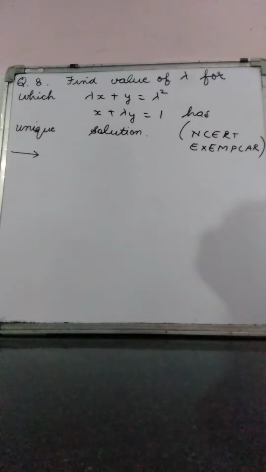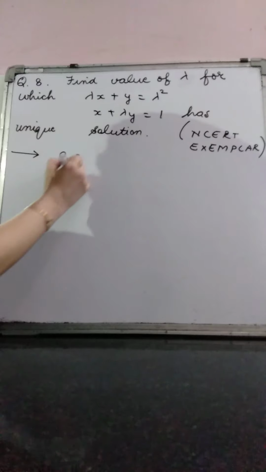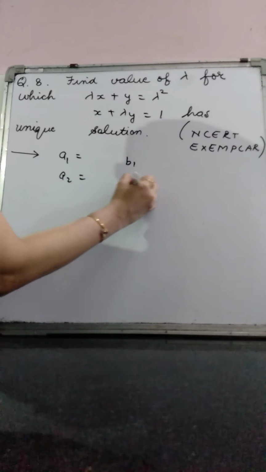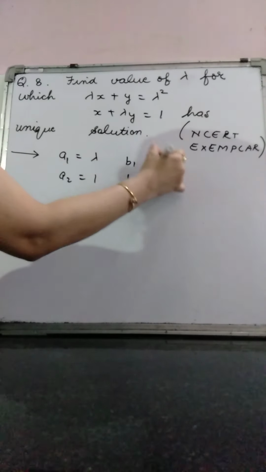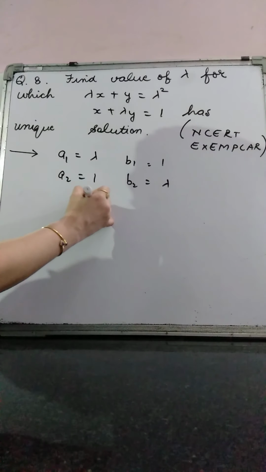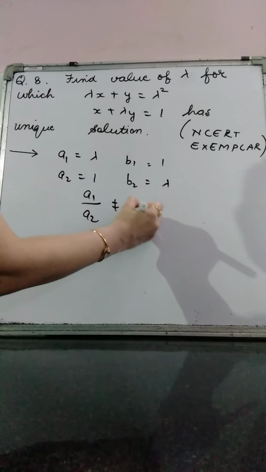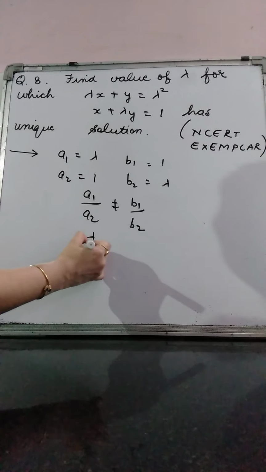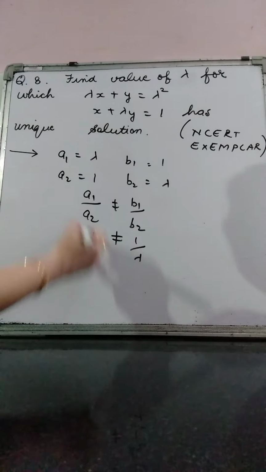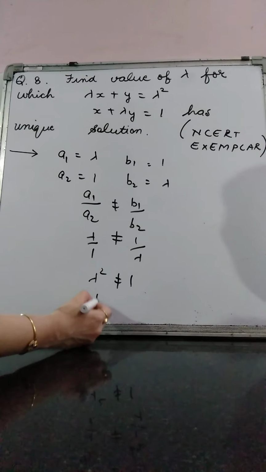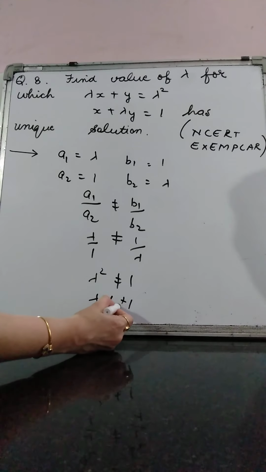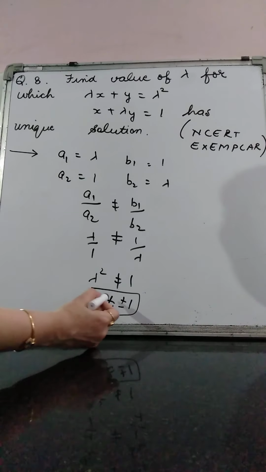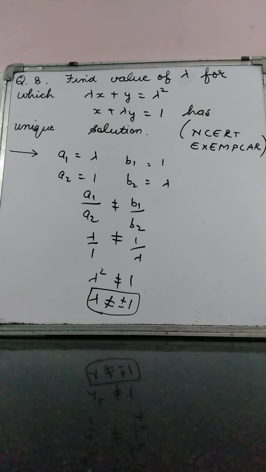Now next question is, find value of lambda for which these equations have unique solution. Compare and write the values of a1 and a2, b1 and b2. The value of a1 is lambda and a2 is 1, b1 is 1 and b2 is lambda. Now apply the condition for unique solution, a1 by a2 not equal to b1 by b2. Now substitute values. Cross multiply. On taking square root, the square root of 1 is 1. Whenever we take square root, there come two values, that is plus minus 1. This is the required answer. Lambda is not equal to plus minus 1.